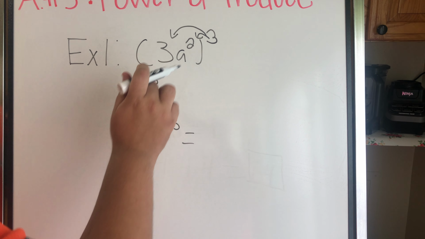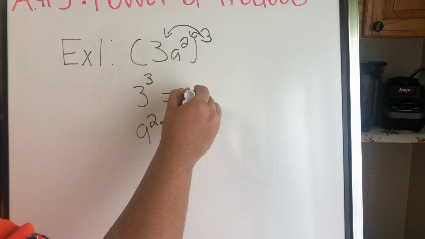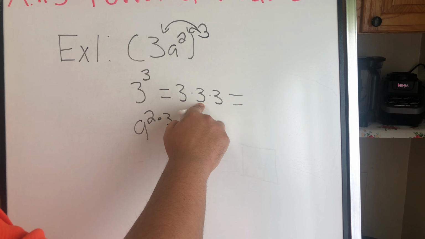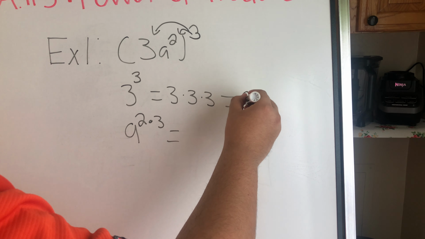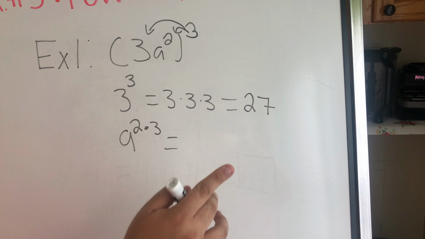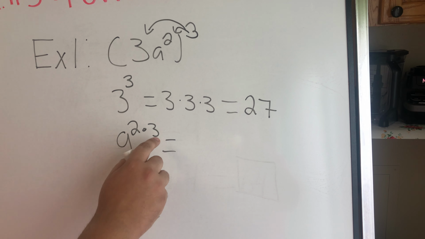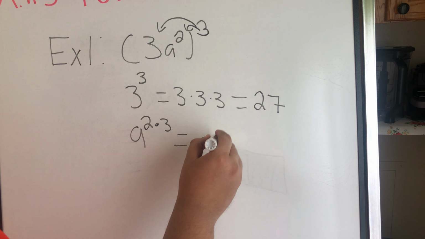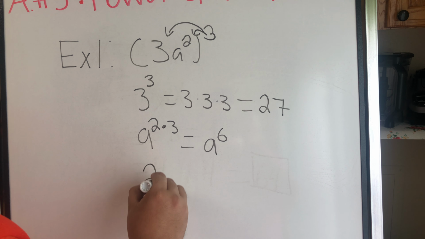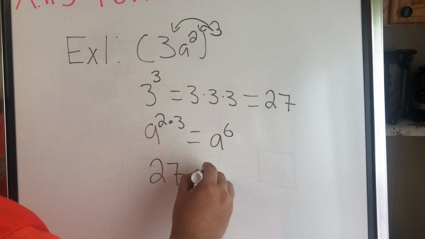So let's solve it. 3 cubed, that means we have a total of 3 3's multiplying themselves. 3 times 3 is 9. 9 times 3 is 27. At the bottom is just straight multiplication. You're not going to add them. You're going to multiply them. 2 times 3 gives you 6. So a to the power of 6. We combine both of our answers. My answer will be 27a to the 6.